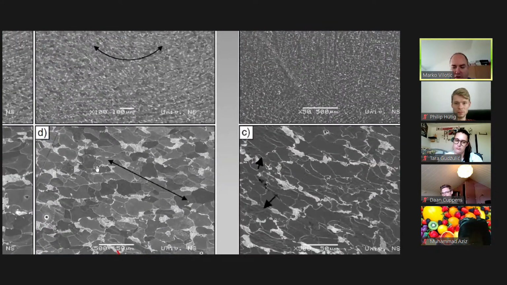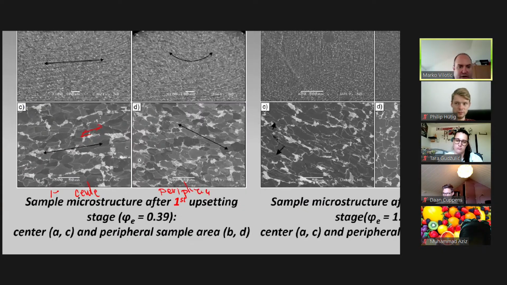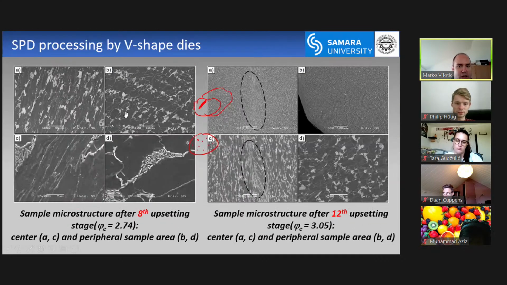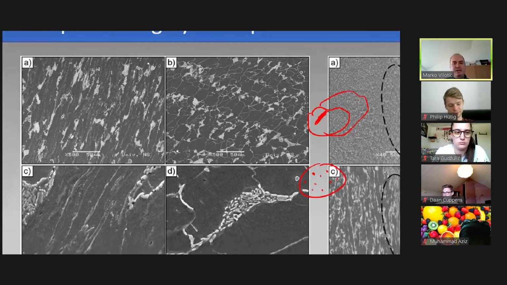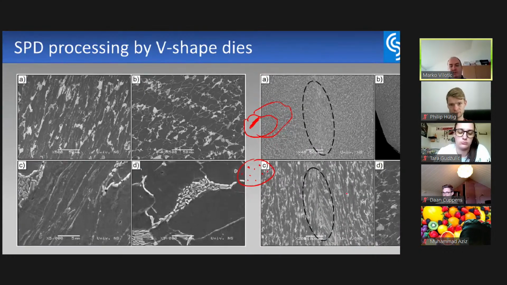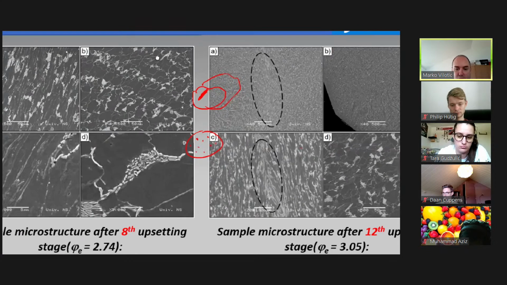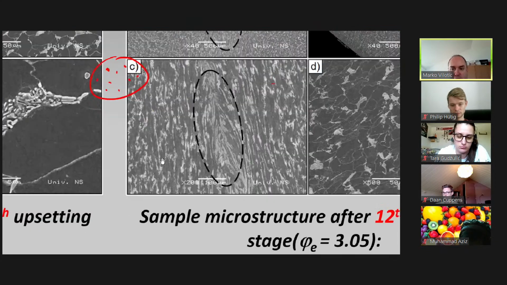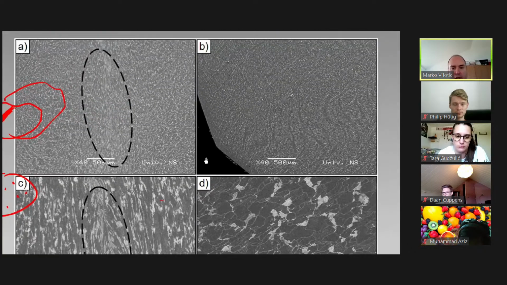This is the 500 magnification. This is, let's say, 5,000. This is also 500 magnification. And it looks like you're cooking something, and you just mix it and shape it. After 12 upsetting stages, the strain at the center is 3.05. The things are even more pronounced. So this is 200 magnification. It just looks like something. It does not look the same compared to the initial.